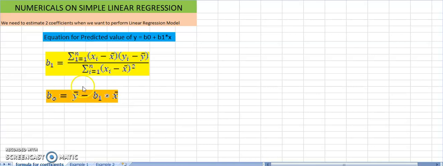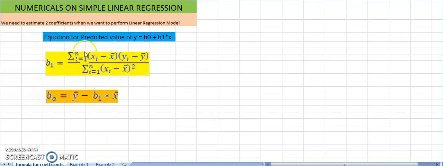Now mathematically, I need three terms here. When I calculate b1, I need x bar, that is the mean of x. I need y bar, that is the mean of y. I need this particular term, that is nothing but every sample value of x minus the mean. Similarly, I need another term, every sample value of y minus the mean of y, right? And the last term that I need is the difference of sample value minus mean, squared, right?